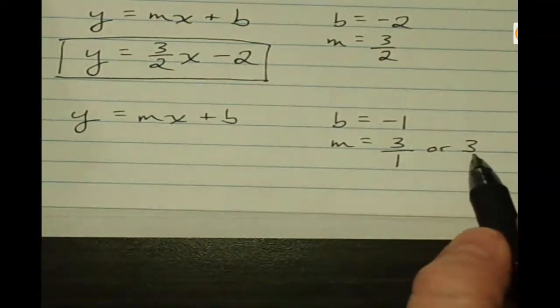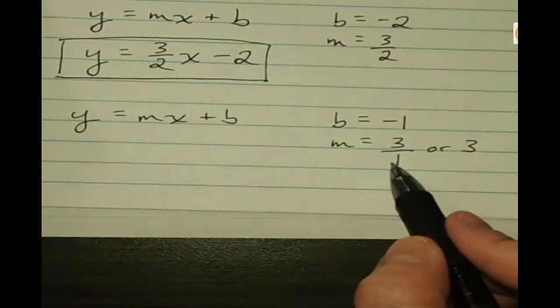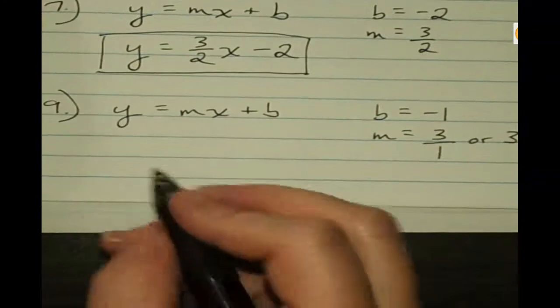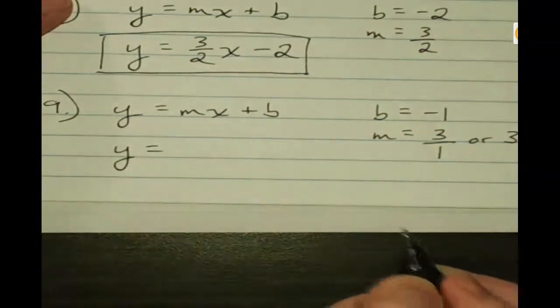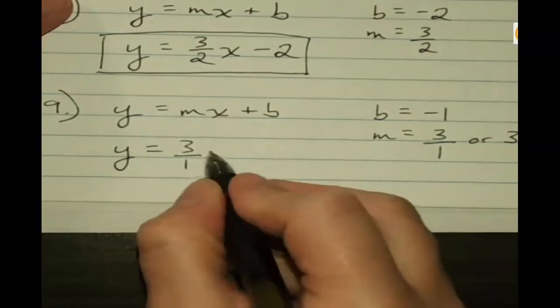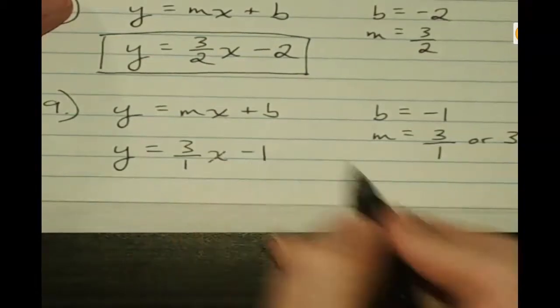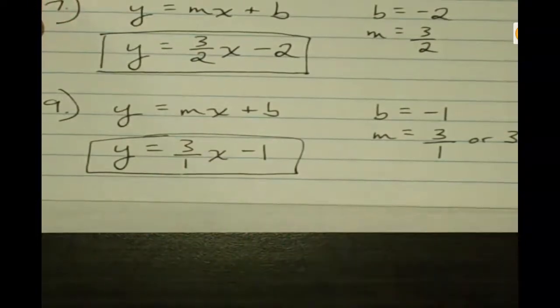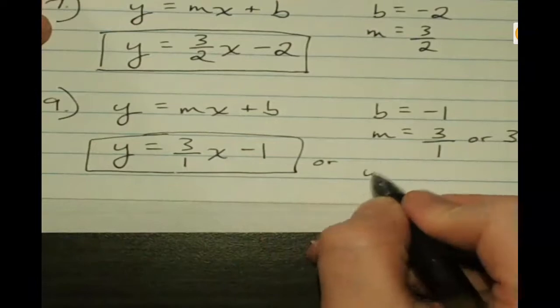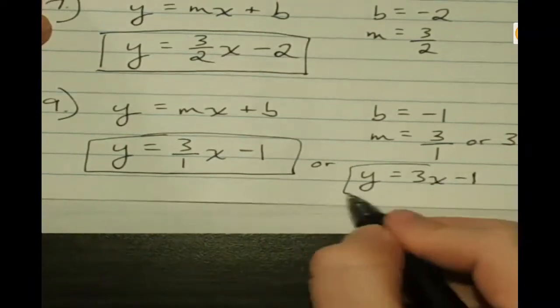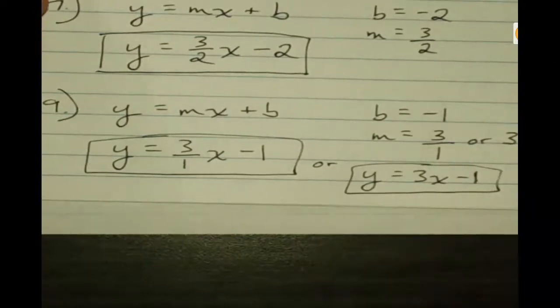You have to know that whenever they give you just one number, you can put it over 1. So if you were to write your answer as y equals 3/1 x minus 1, that's not incorrect. That's okay. Or you can write y equals 3x minus 1. Those are the same thing, and that's absolutely okay.